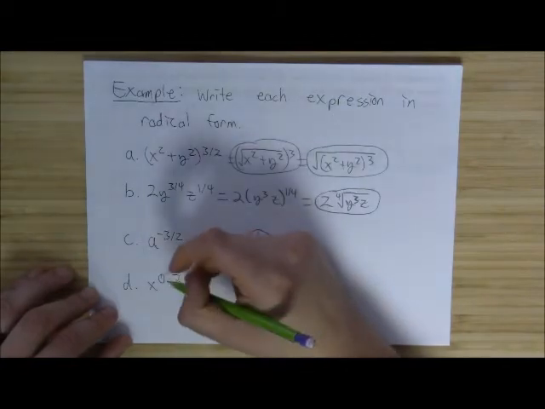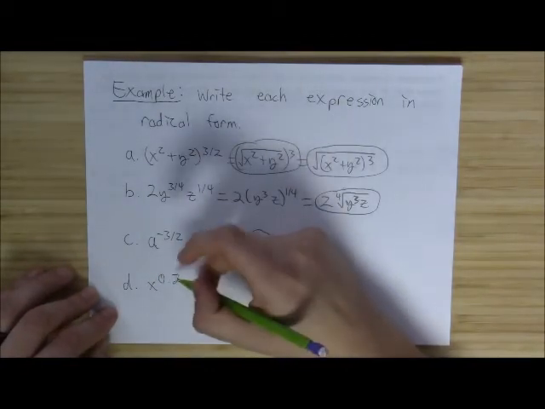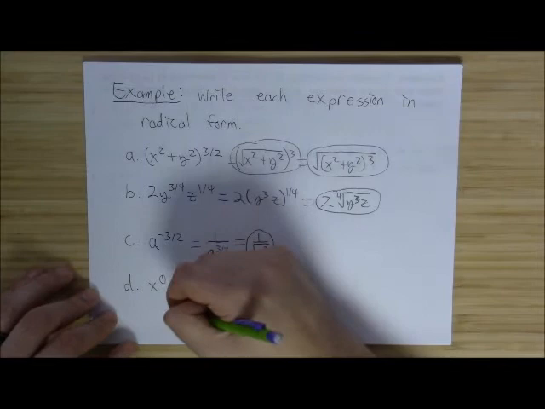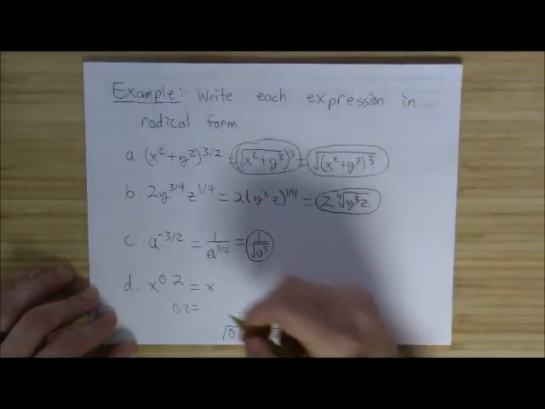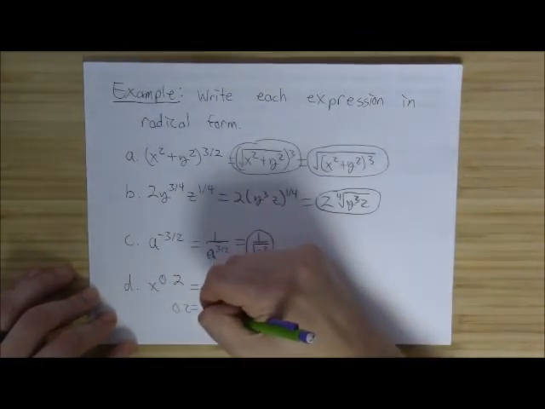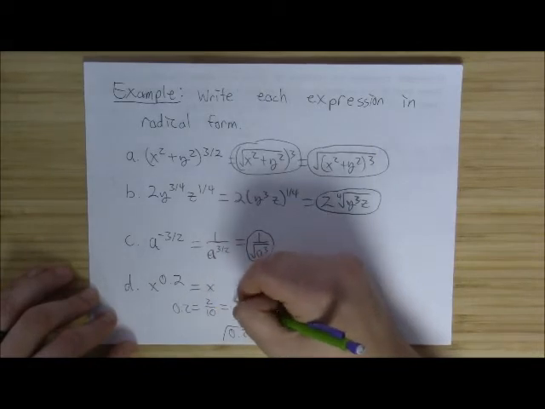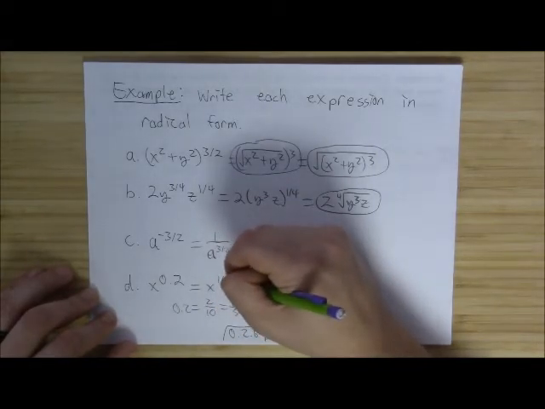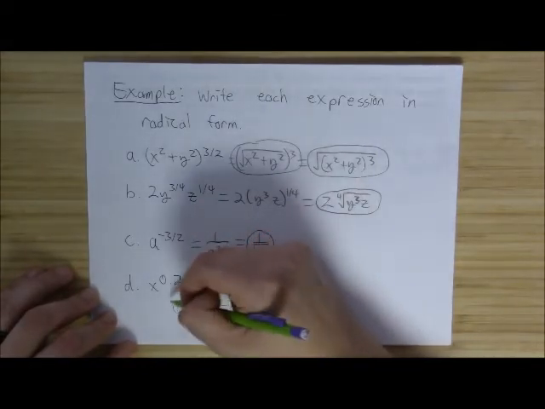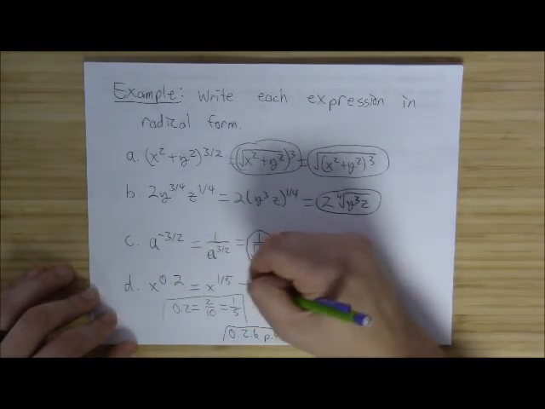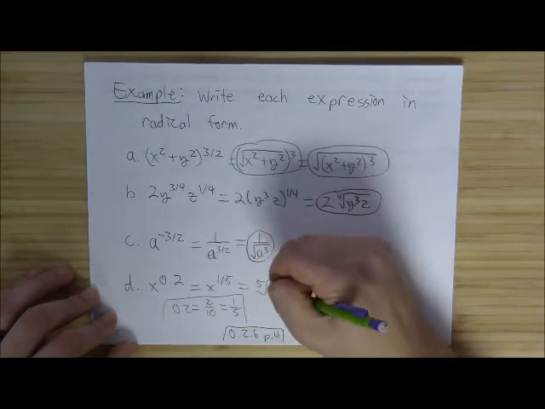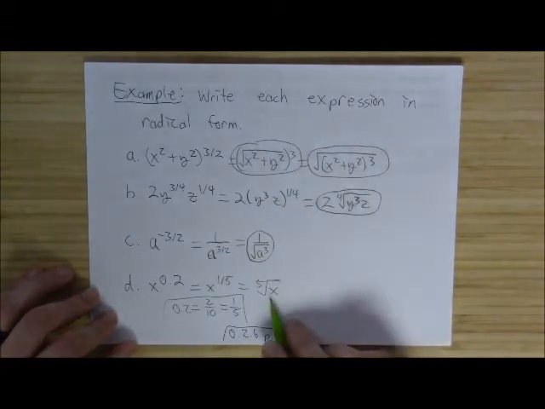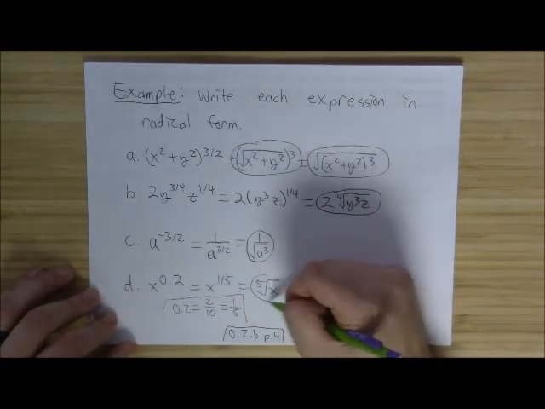And here we can write, if you notice that this is x, if you notice that 0.2 is the same thing as 2/10, which is the same thing as 1/5, then we can write this as x to the 1/5, which is the same thing as the 5th root of x. And that looks much nicer than that.